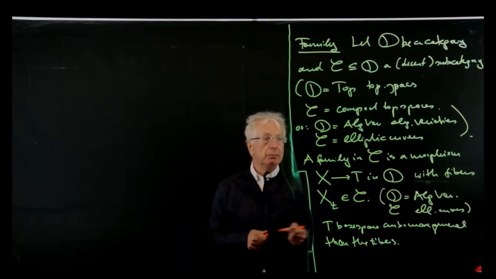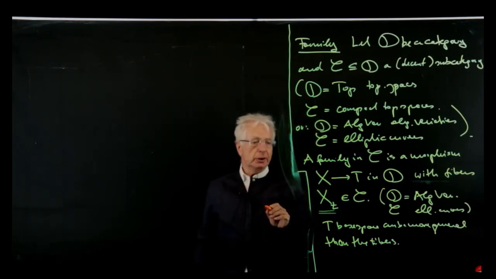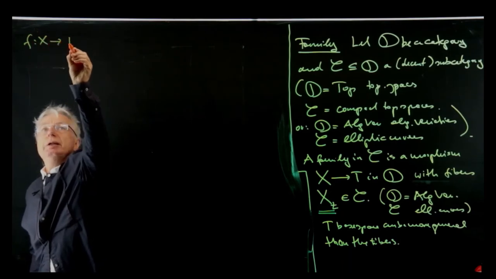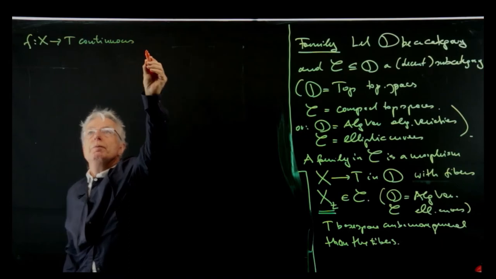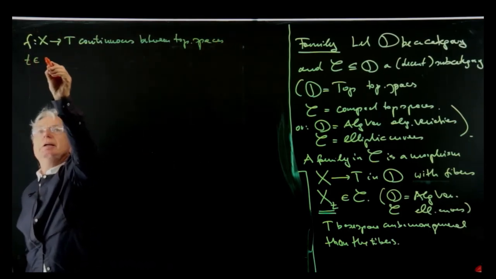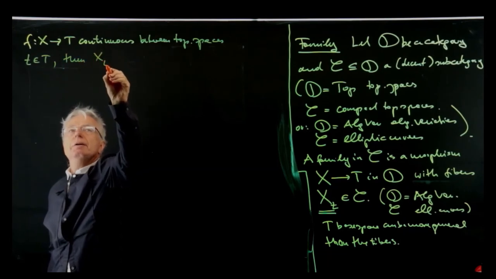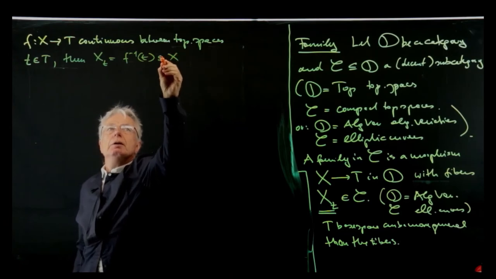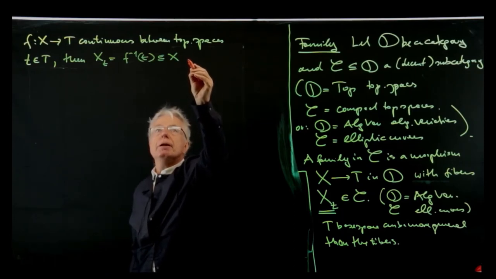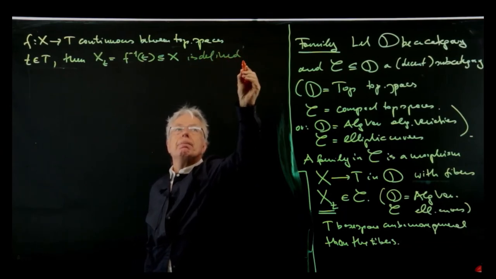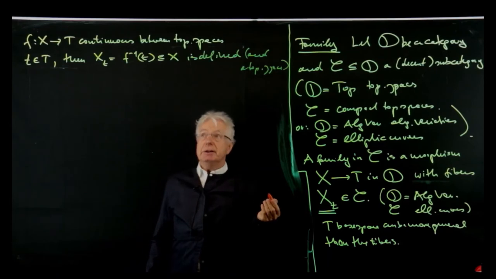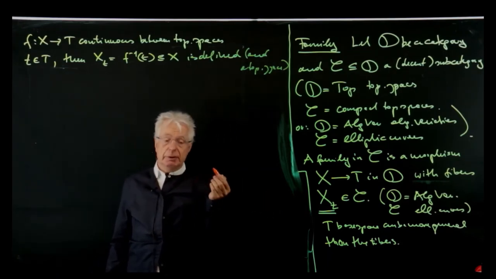So, what is the problem here? That in an arbitrary category, it's not clear what the fiber is. Okay? So, if f from x to t is continuous between topological spaces, and if t is in t, then x_t, which is f inverse of t, will be, so I assume that the points are closed, again a topological space. Is defined. But in arbitrary categories, we don't have a map necessarily. We don't have a map between sets.